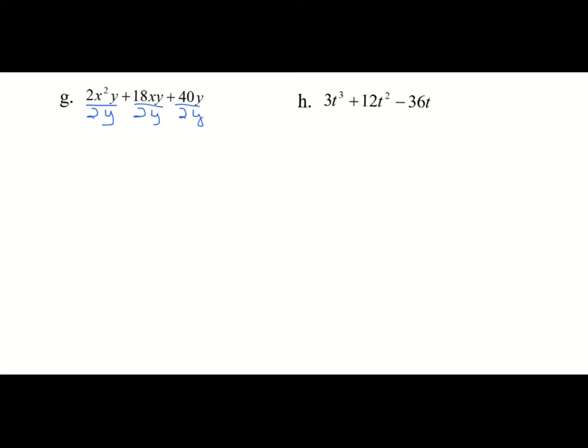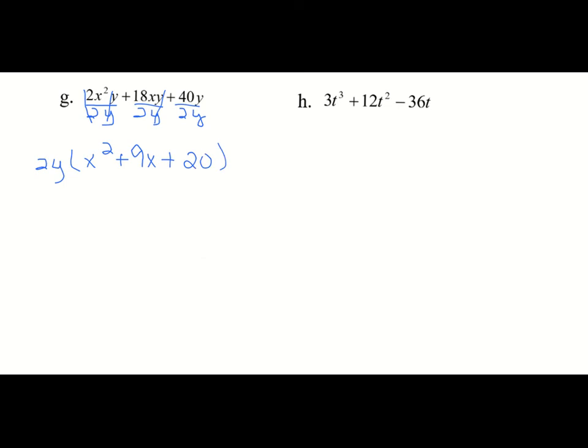So if I factor out a 2y, you can't forget it or throw it away. You've got to put it on the outside there. And the 2's will equal a 1, the y's will equal a 1. So I'm left with x squared plus 9x. The y's equal a 1, 18 divided by 2 is 9. Plus 20.